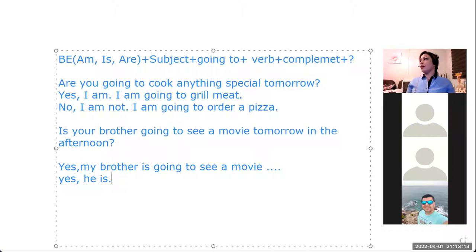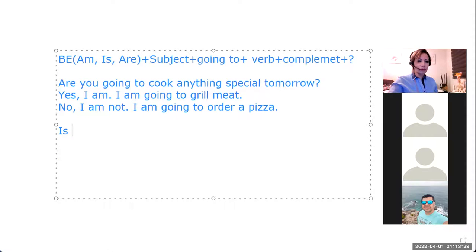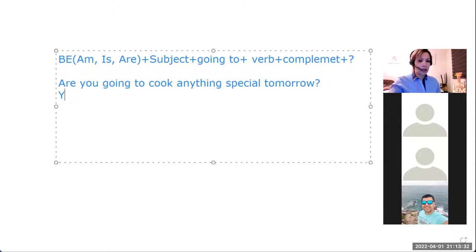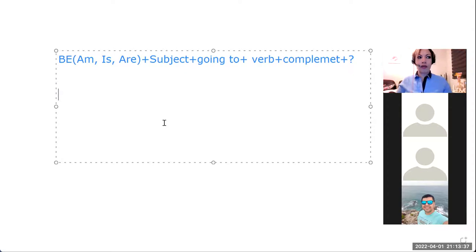Y puedo decir que va a haber una película de terror. He's going to watch a horror movie, etc. Okay. Hagamos un ejemplo más. ¿Qué podríamos preguntar? Hagamos una de nosotros. Ok, quiero saber si vamos a almorzar juntos mañana. Yo voy en el grupo, quiero saber si vamos a almorzar mañana.